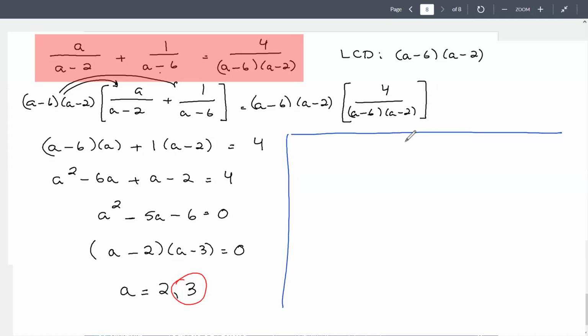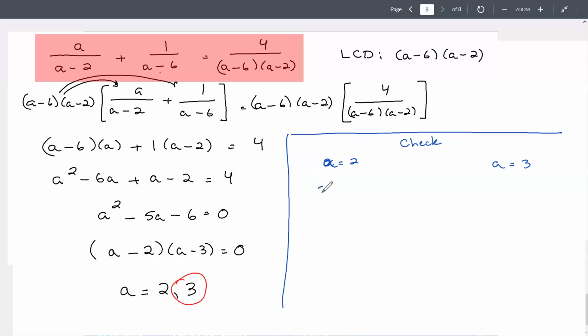We can actually just check our solutions. So usually if you end up with 2 solutions, you're probably going to have to definitely check them. But let's say in all cases, you definitely want to check them. But one of the things you want to make sure is they do not make your denominator 0. So let's check A is 2 or A is 3.